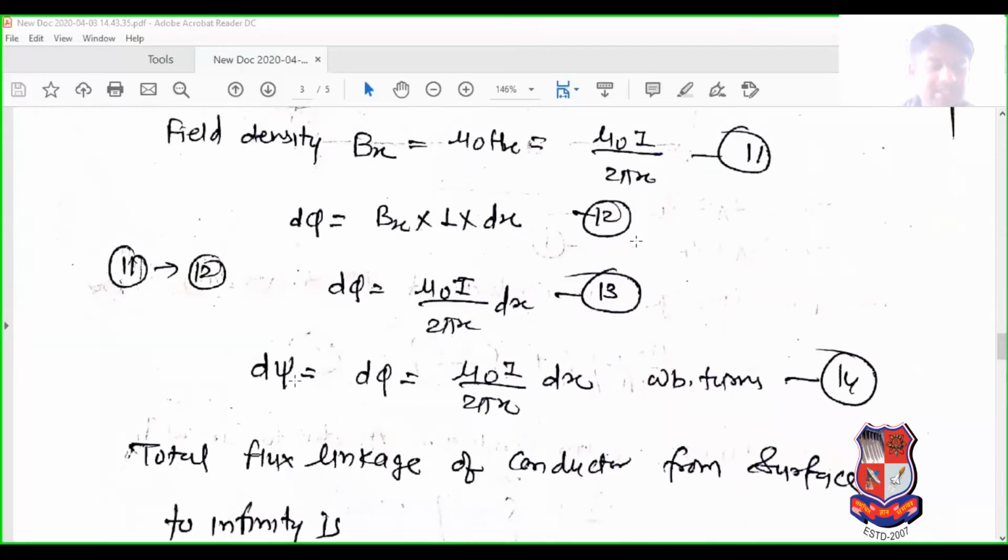D psi is basically the flux linked with the current in the conductor, but this flux which is linked with the conductor is only one time, right? So that's why d psi is equal to d phi. So mu 0 I upon 2 pi x into dx.